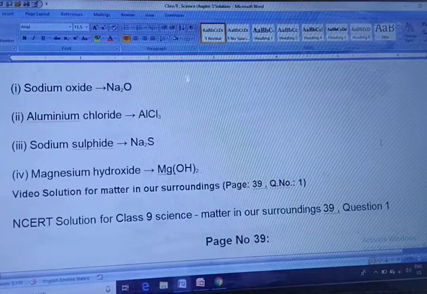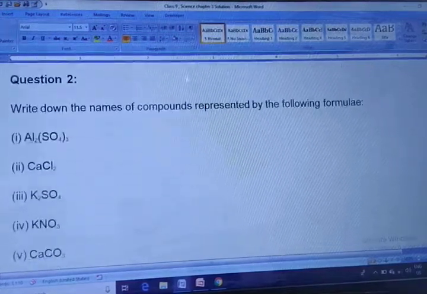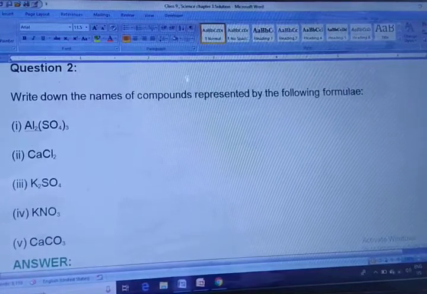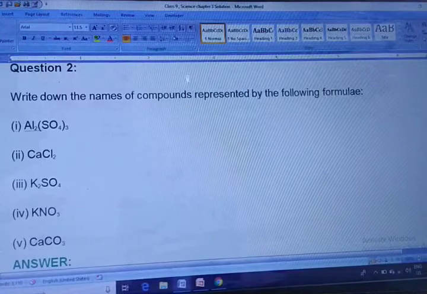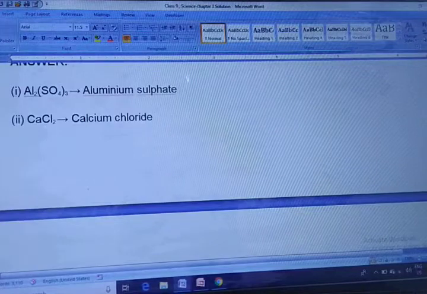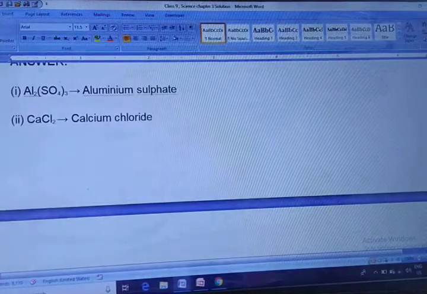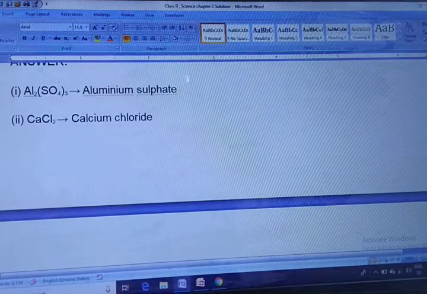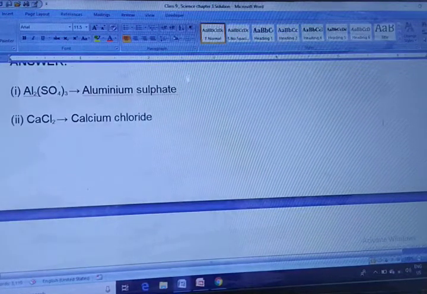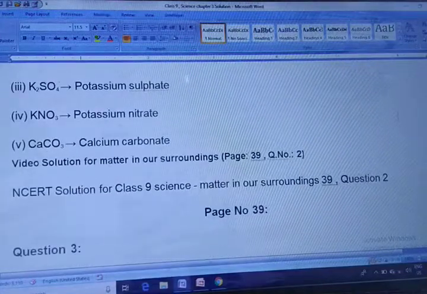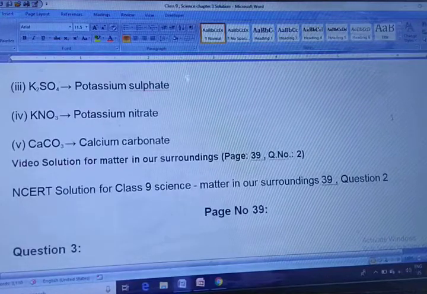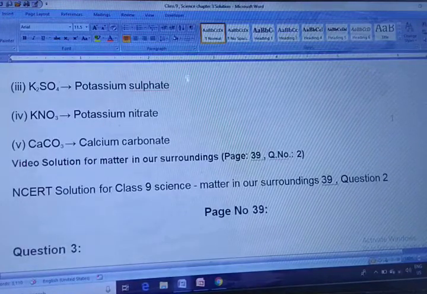Now we are moving towards the next question. Question number 2. Write down the names of the compounds represented by the following formulas. Here formulas are given. You have to write the names of these compounds. As I have written here, Al2(SO4)3 is known as aluminium sulfate. CaCl2 is calcium chloride, K2SO4 potassium sulfate, KNO3 potassium nitrate, CaCO3 calcium carbonate.